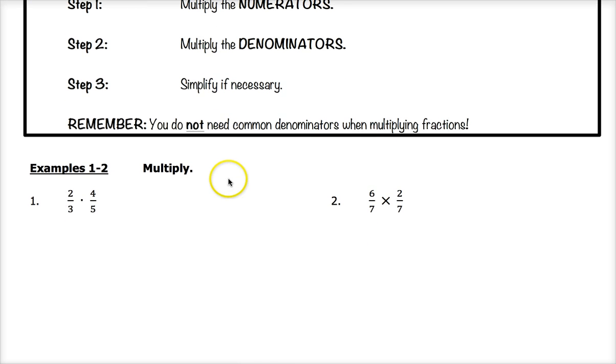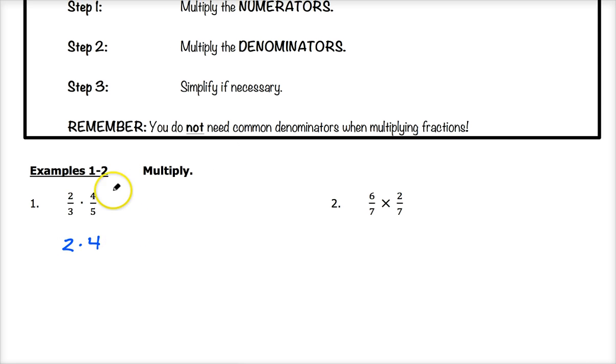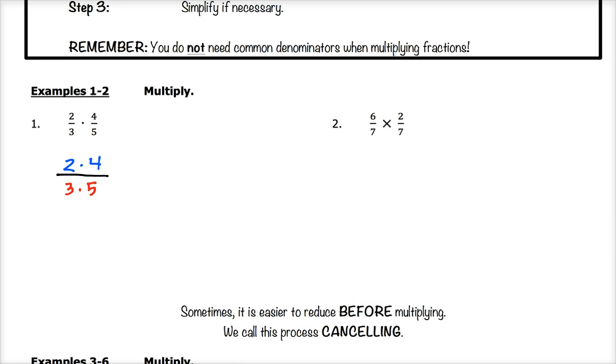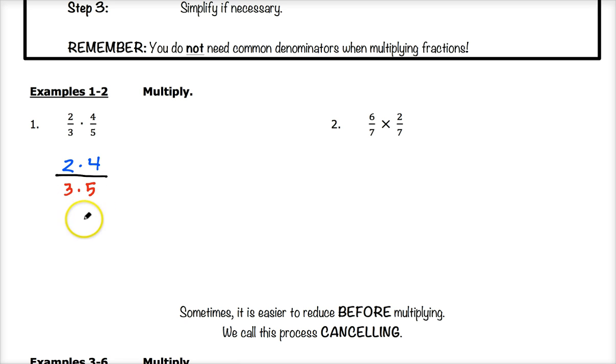So on number 1, we have the fraction 2/3 times the fraction 4/5. So to multiply these two fractions together, I'm simply going to multiply my numerators, which are 2 and 4, and then I'm going to multiply my denominators together. My denominators are 3 and 5. So this will be 2 times 4 over 3 times 5. 2 times 4 is 8. 3 times 5 is 15. So this becomes the fraction 8/15.